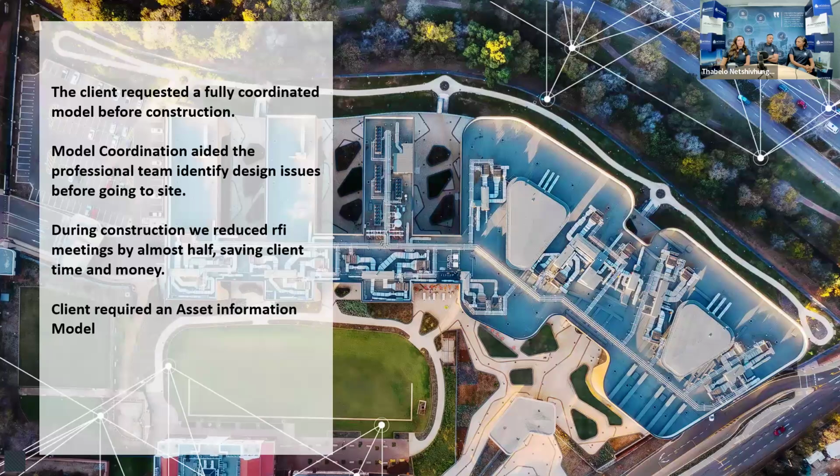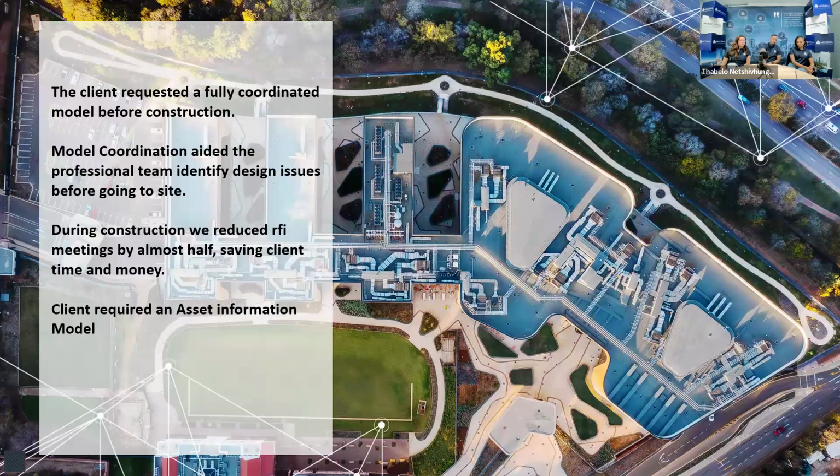Now, what the client requested was a fully coordinated model before construction. Coordinated in the sense that we need to sit down and check clashes on ACC. I'll show you some examples. What that model coordination did was aid the professional team to identify design issues before going to site. As you know, when you're putting together a building on site, there will still be clashes, so we ended up using the digital file to run our site meetings where we dealt with RFIs, site instructions, contract instructions, etc.